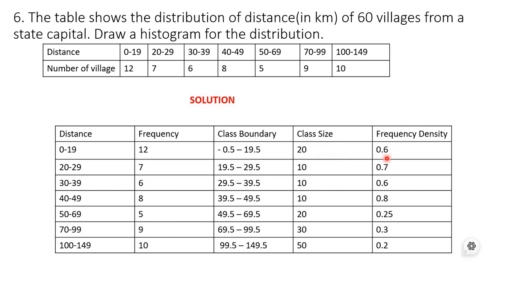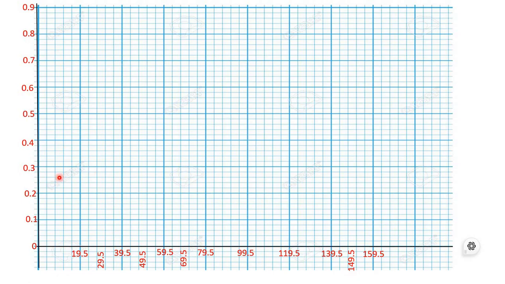So if you do that, you get 0.6 here, 0.7 here, 0.6 here, 0.8, 0.25, 0.3, 0.2. So having that already done, you now have your graph. In the graph, this side is for your frequency density, and here is the boundaries representing your distance. So I'll be going front to back.